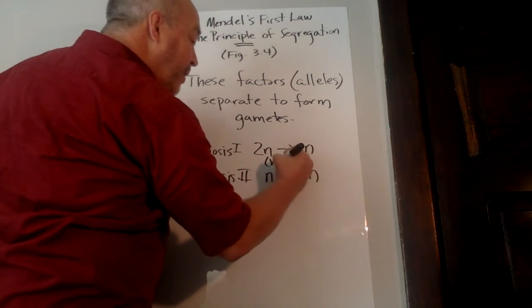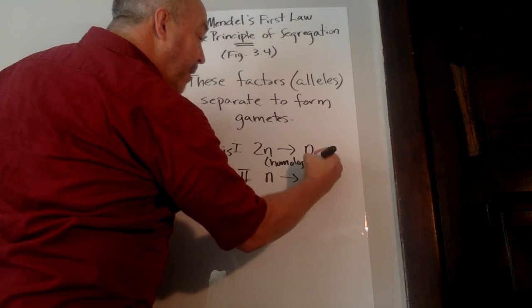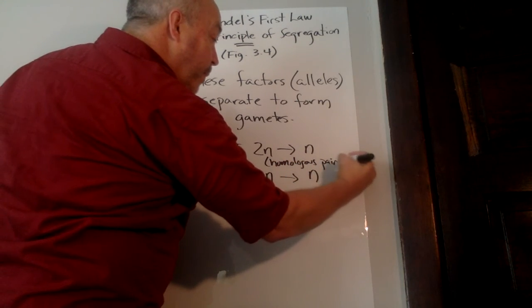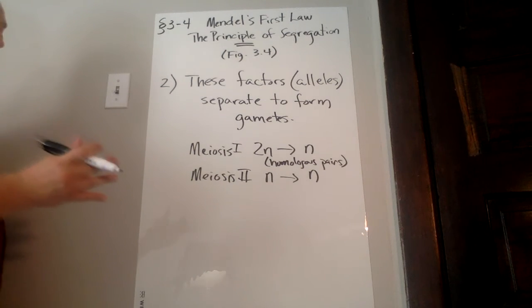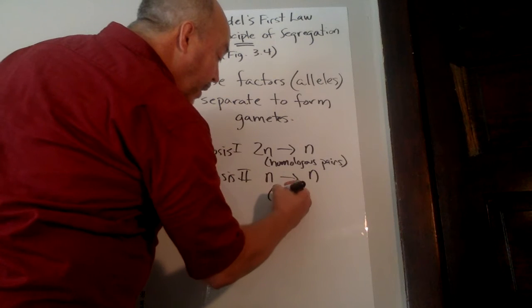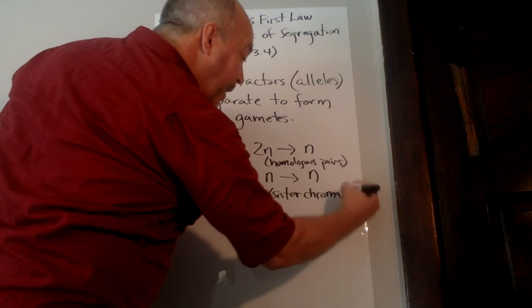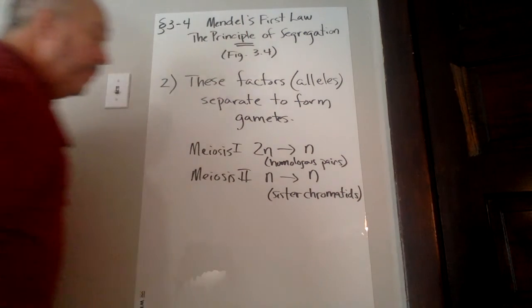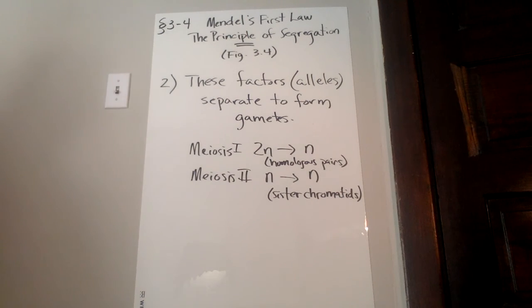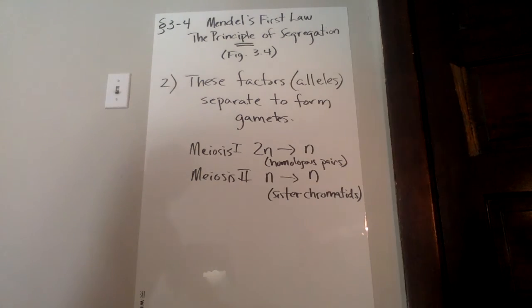Remember, the first division separates the homologous pairs. So now you only have one copy, but each of those homologous pairs has two sister chromatids. And so we then separate those so that we get our 4 cells, each with one copy of that allele. So he never saw this under a microscope like we can today. We can see our chromosomes separating. But he was able to determine that they must go their separate paths in order for recombination to occur.